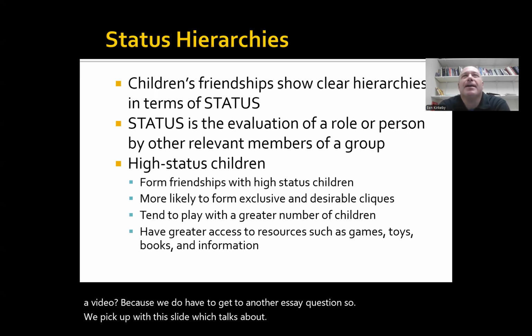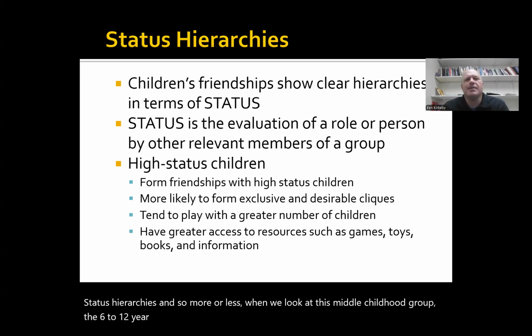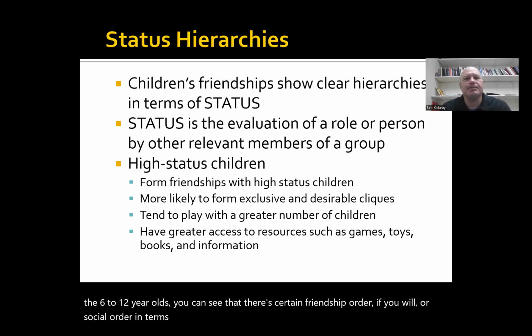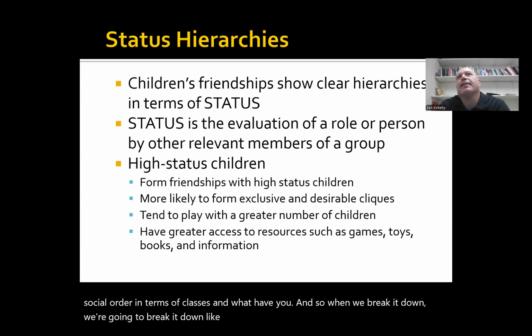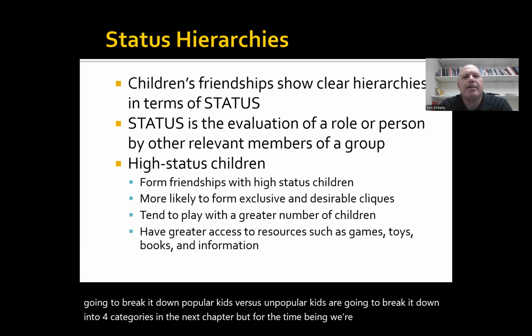More or less, when we look at this middle childhood group, the 6 to 12-year-olds, you can see that there's certain friendship order, if you will, or social order in terms of classes and what have you. So when we break it down, we're going to break it down like popular kids versus unpopular kids. We're going to break it down into 4 categories in the next chapter. But for the time being, we're just going to talk about kind of the status hierarchies.